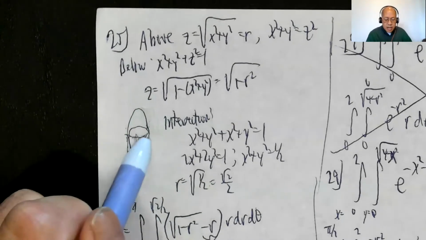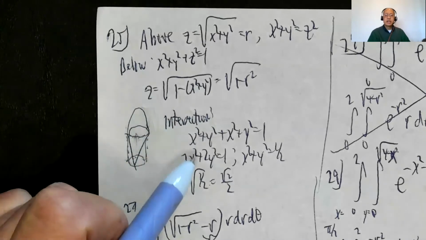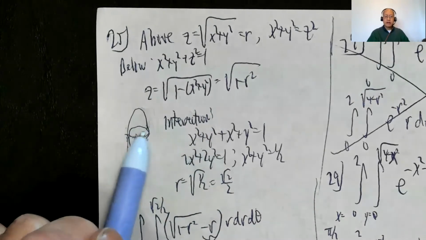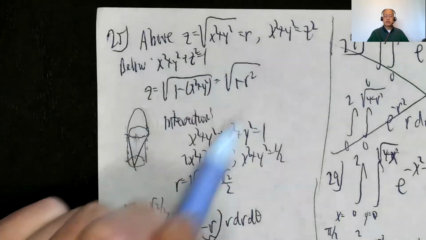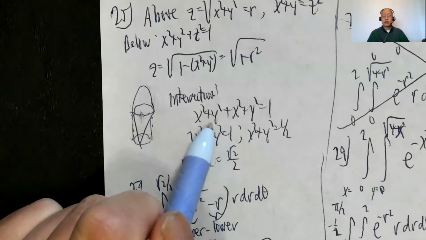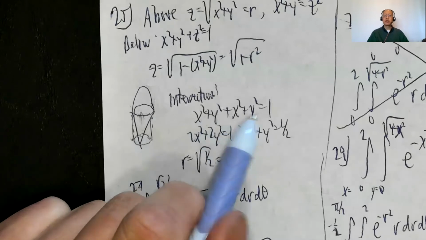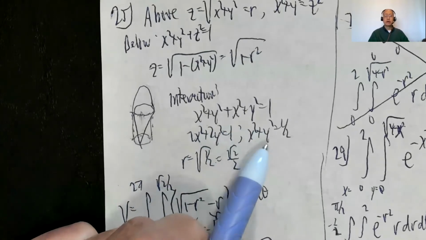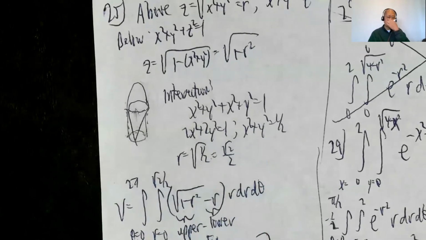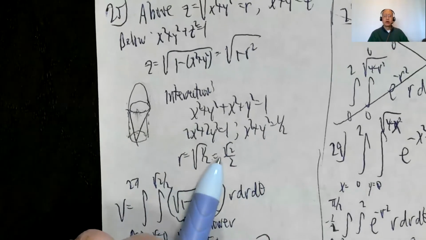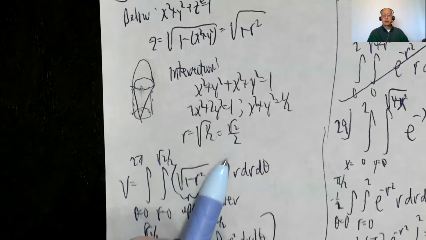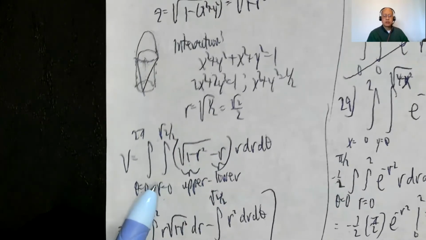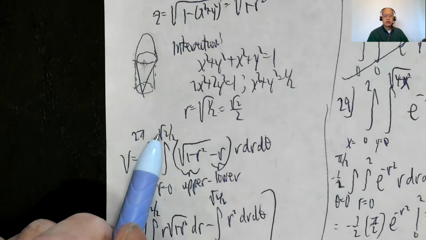Okay, so they touch in this circular region here. It's x squared plus y squared plus z squared, but right here z squared is also x squared plus y squared. Okay, so I have x squared plus y squared plus x squared plus y squared equals 1, or 2x squared plus 2y squared is 1, x squared plus y squared is a half. That's a circle centered at the origin, and the radius is the square root of a half, or radical 2 over 2. Okay, so r is going from 0 out to radical 2 over 2.